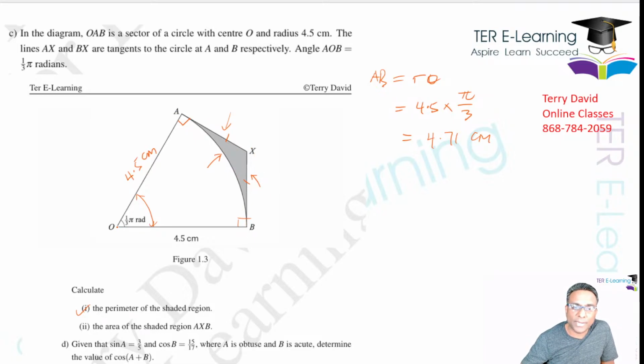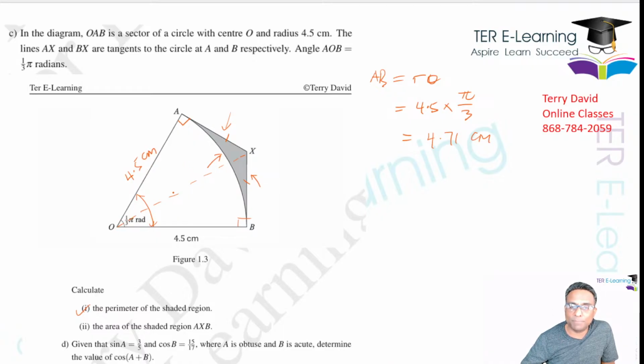So what I'm going to do here, I'm going to draw a dashed line to separate this thing here, going straight up to X. So therefore, what I have now is two right angle triangles. So what that is going to do is allow me to figure out what AX is.